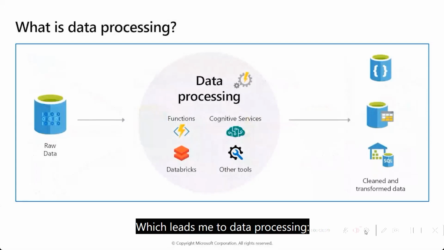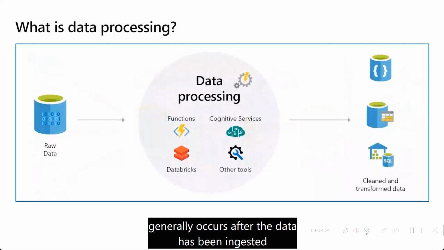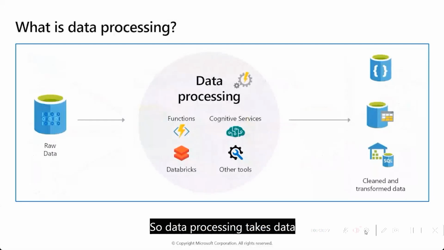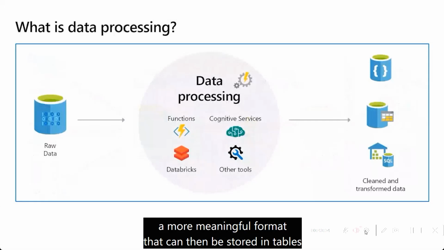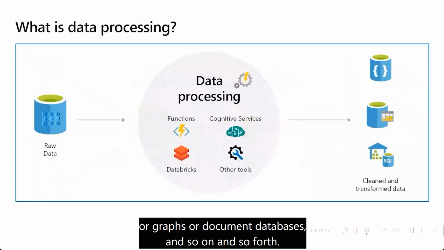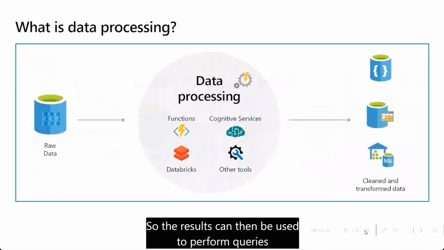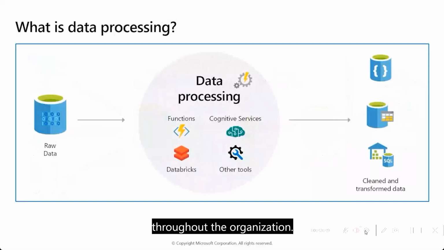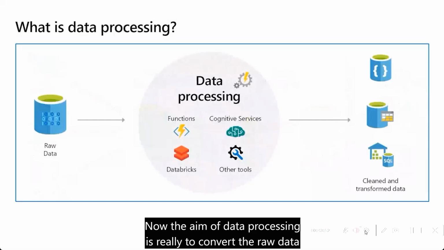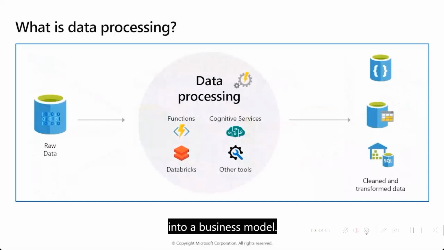Which leads me to data processing. The data processing stage generally occurs after the data has been ingested and or collected. Data processing takes the data in its raw format, cleans it, and converts it into a more meaningful format that can then be stored in tables or graphs or document databases and so on. The results can then be used to perform queries and generate visualizations to be consumed by employees throughout the organization. The aim of data processing is really to convert the raw data into a business model.